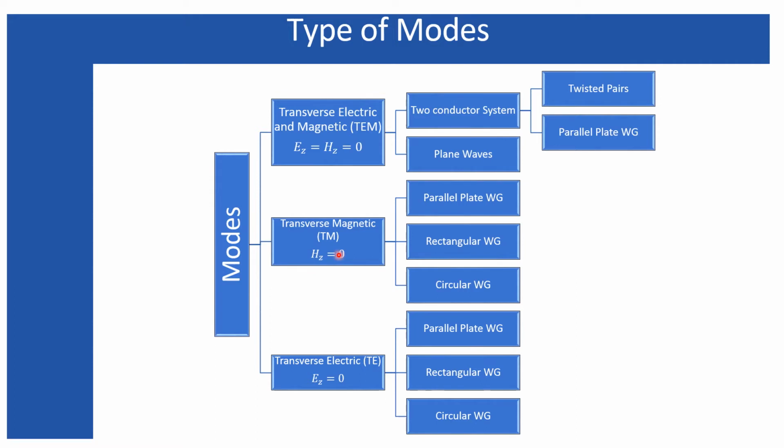Next is the TM mode. The TM mode can be present in the parallel plate waveguide, rectangular waveguide and circular waveguide. The TE mode can also be there for the parallel plate waveguide, rectangular waveguide and circular waveguide. So basically the parallel plate waveguide can support all of these modes: TEM, TE and TM mode. We will see.